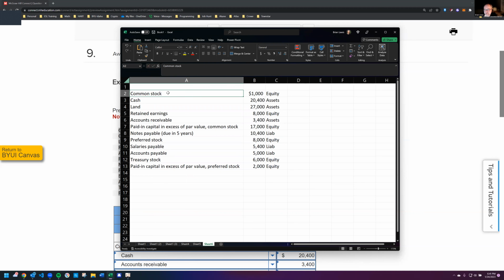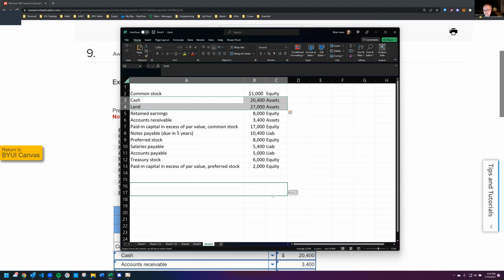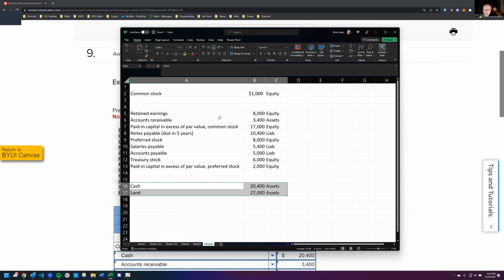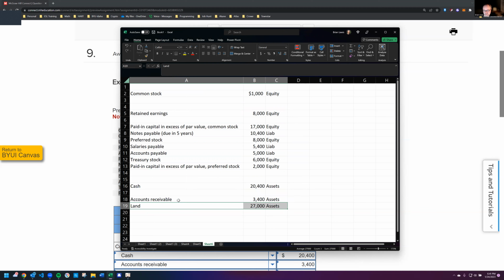So this is all that. Let's move things around a little bit. Move the assets down here. Here's an asset. I'll actually put it in order for you too. Land is a long-term asset. Accounts receivable is a short-term asset. So I'm going to put them in that order. So my total assets are here.